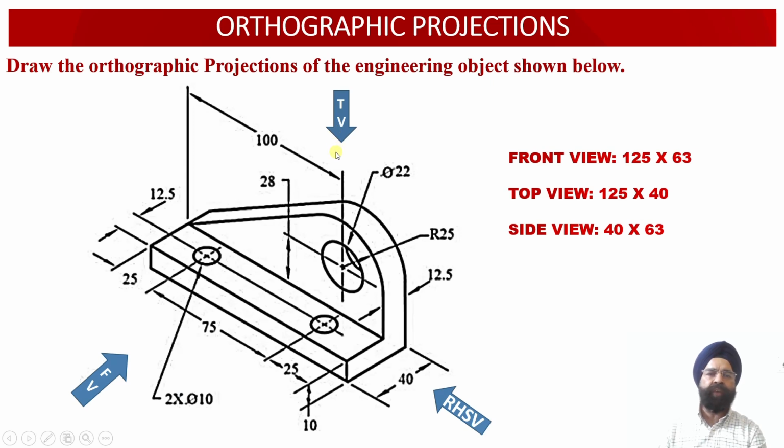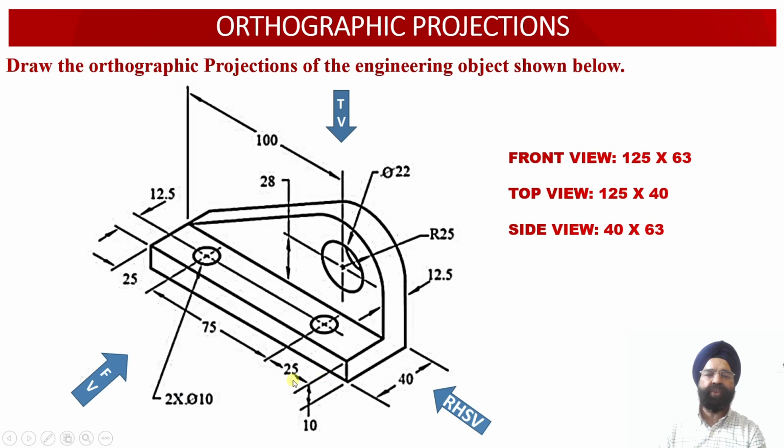Now in order to evaluate the orthographic projections of the solid, we need to evaluate the dimensions of the front view face, the dimensions of the top view face and the dimensions of the right hand side view face corresponding to the solid. So as we observe the solid from the front view direction, we observe that the width of the solid happens to be equal to 125 millimeter over here.